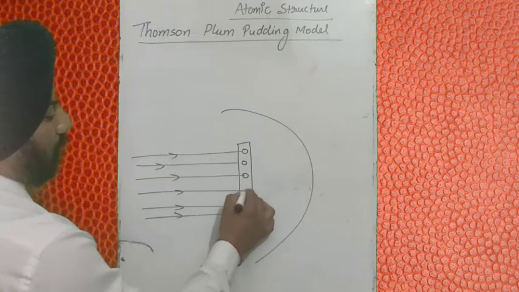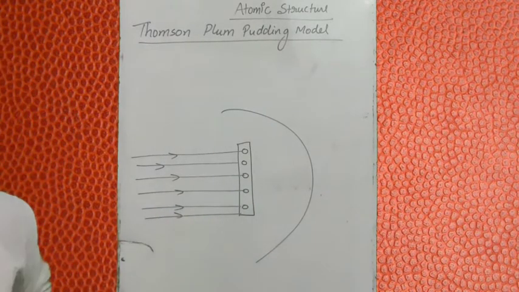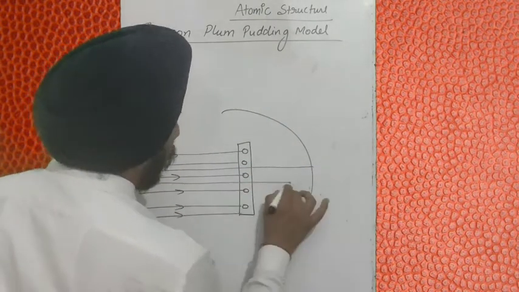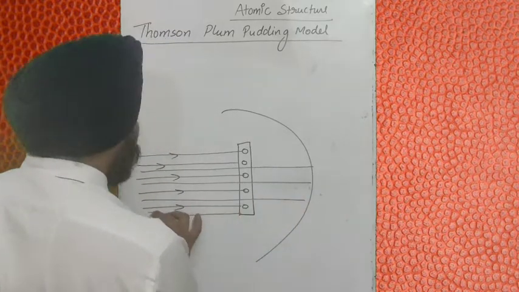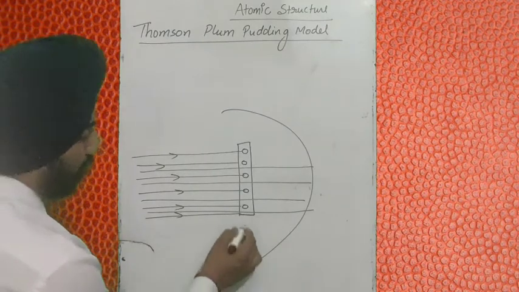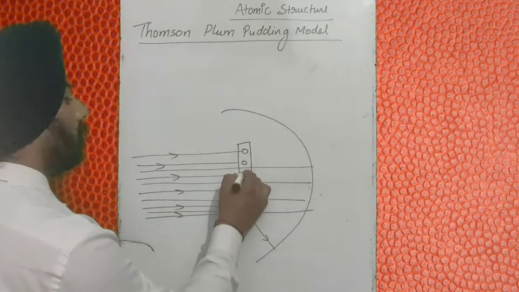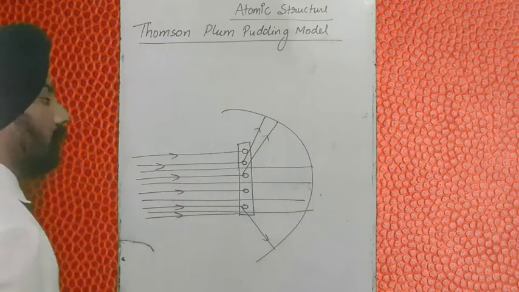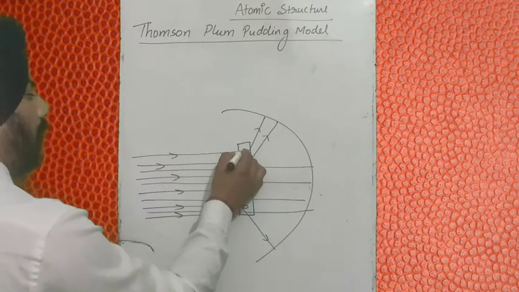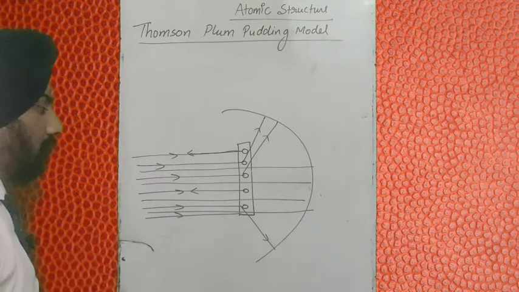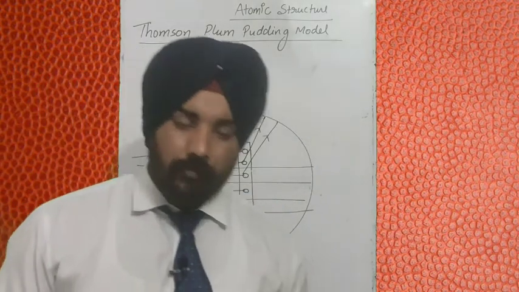And he saw three very important observations. He saw that most of the alpha particles were crossing this gold foil and incident on the front screen. A very small number of alpha particles were deflecting at small angles. And very few were turning back to their original path, from where they came. So these three observations he took from this experiment.